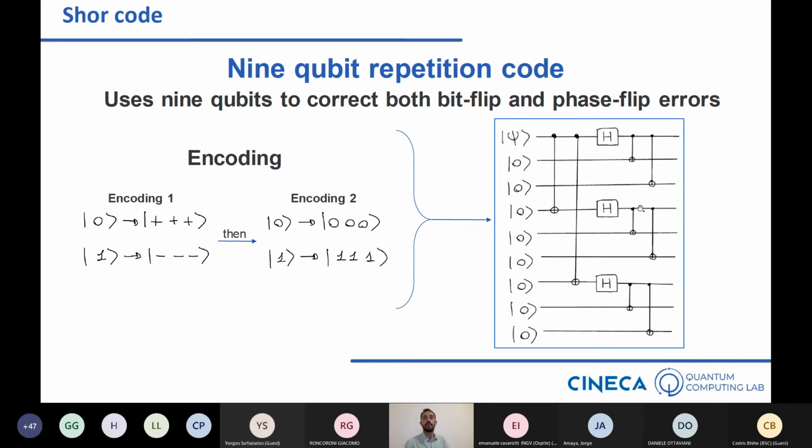And then once you've done this, you perform the other encoding, which is just control not encoding on qubit 2 and 3, 5 and 6, 7, 8 and 9 qubit. Okay. So this is a way of realizing this encoding.